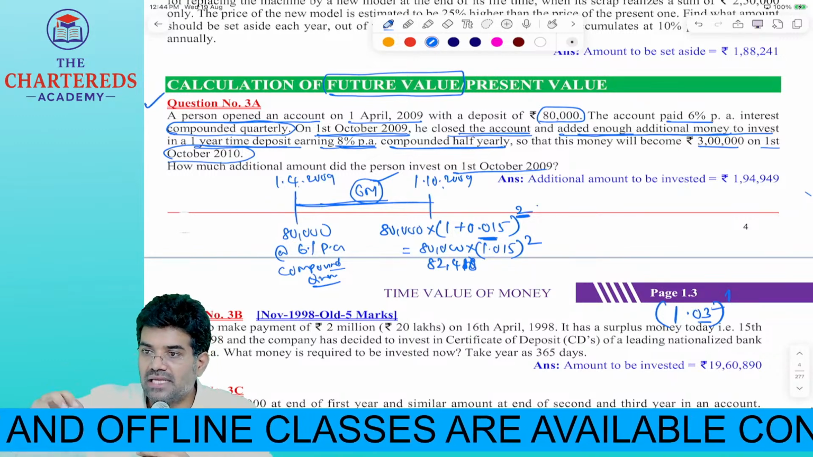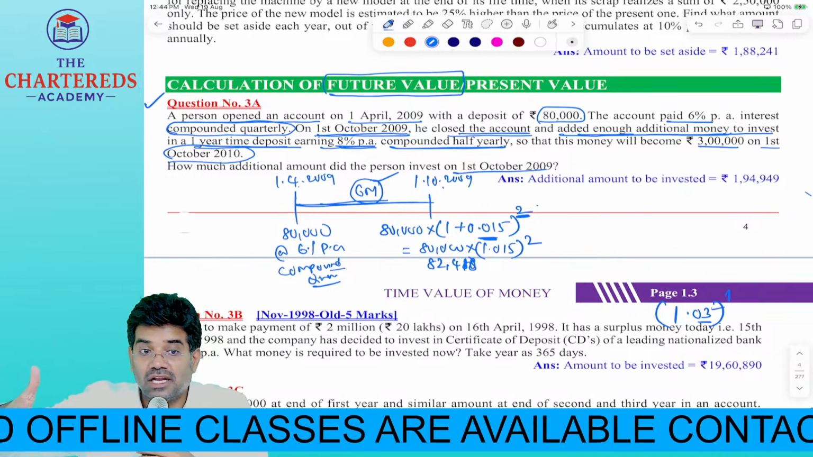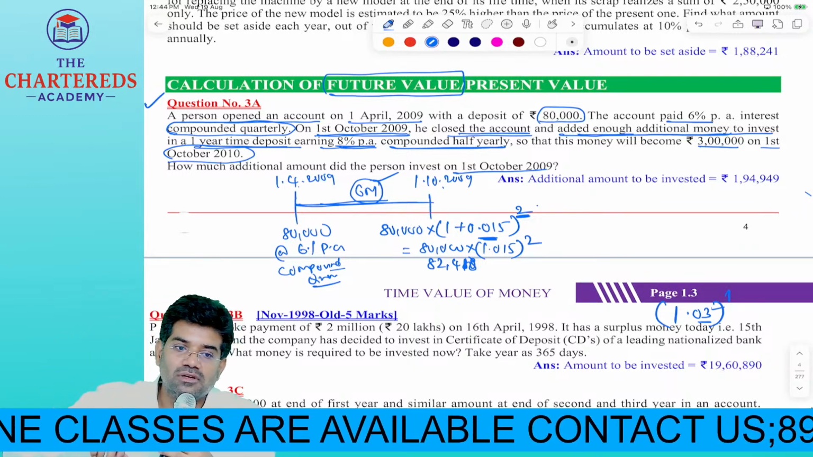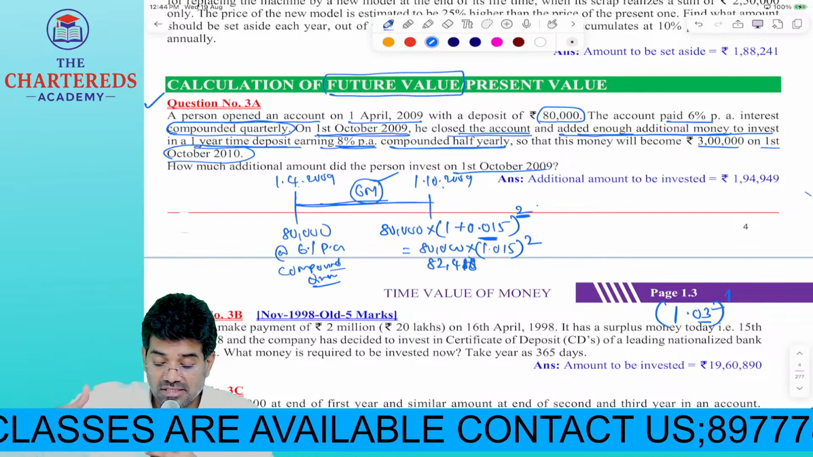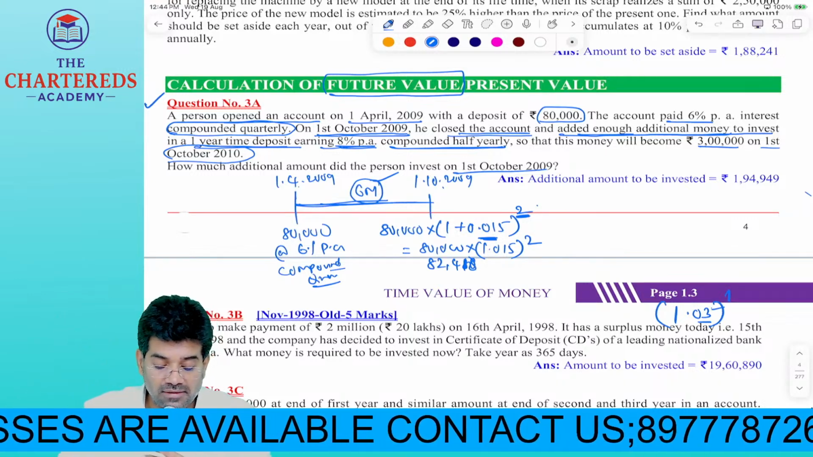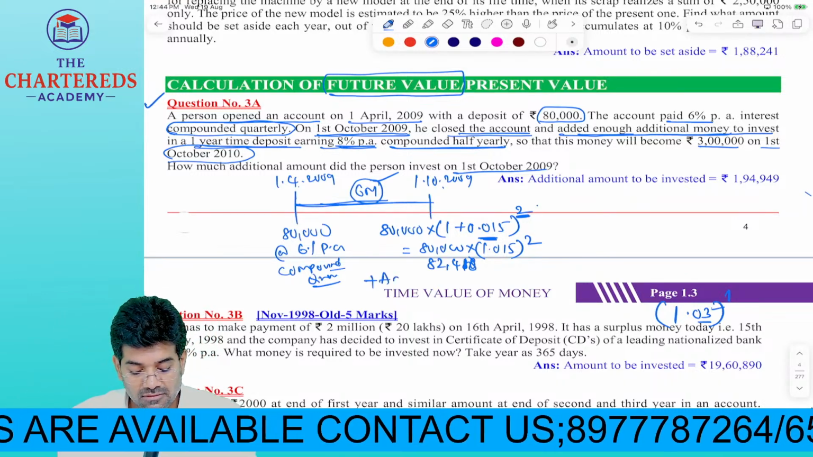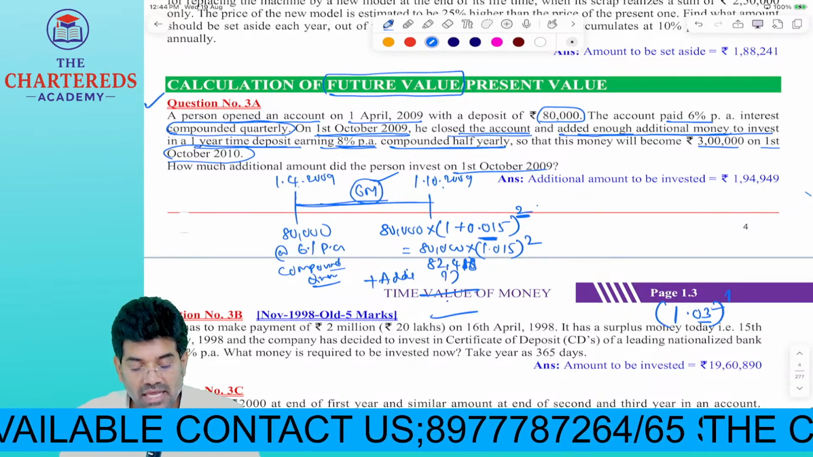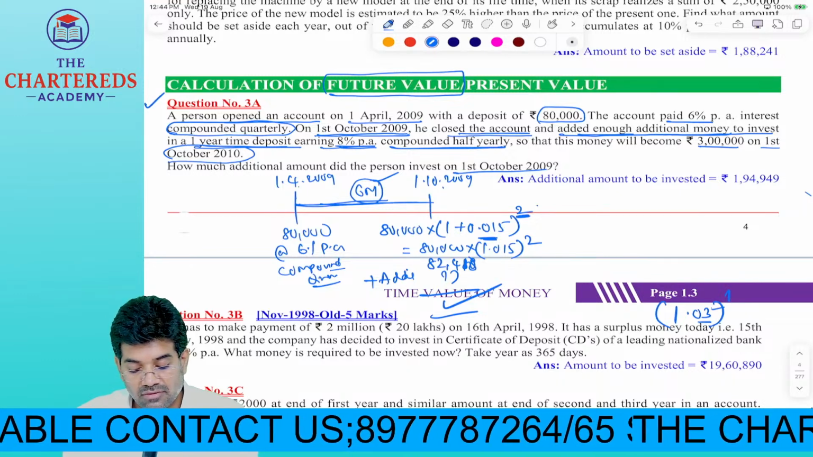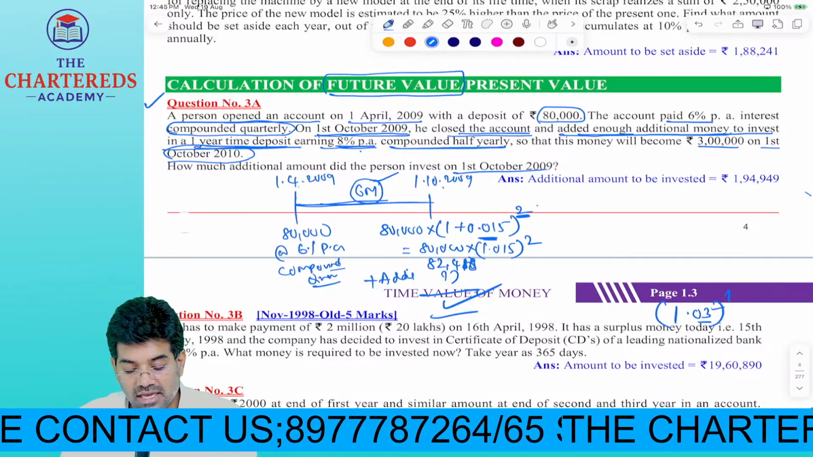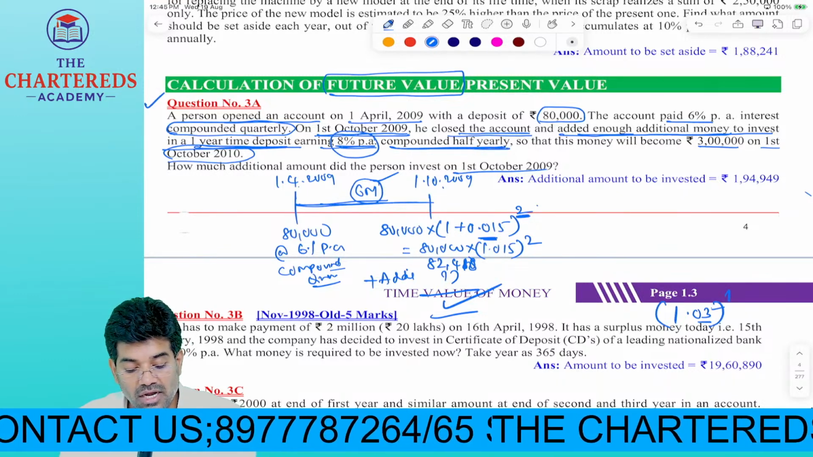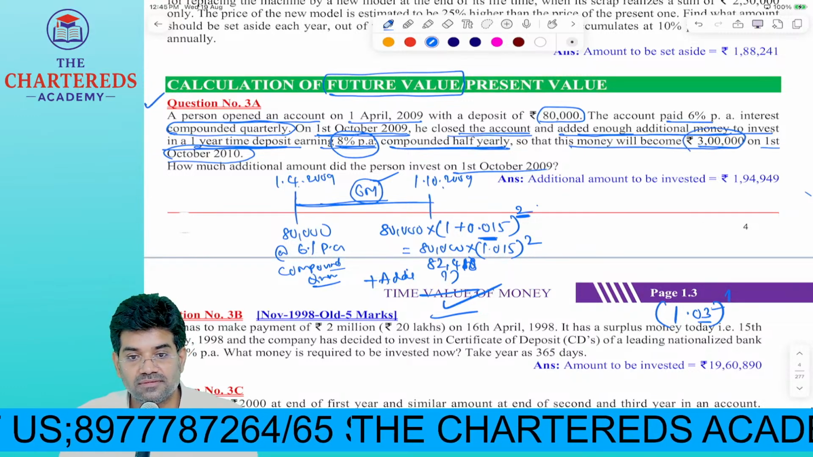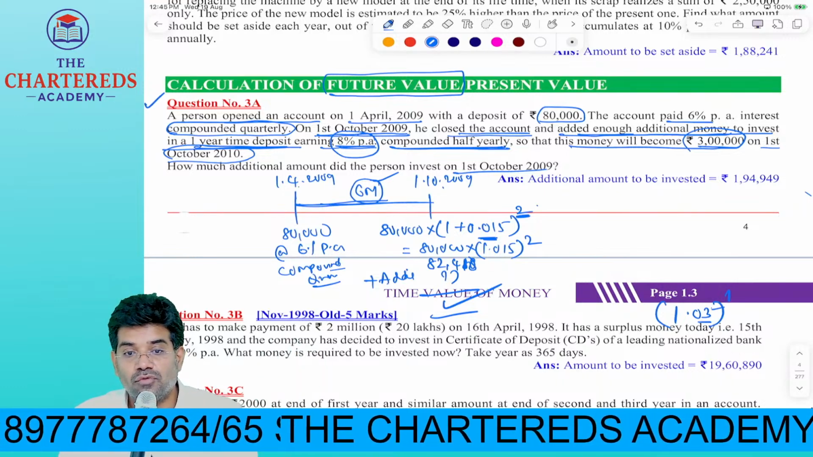82,480 plus he also contributed some additional money which is not given here, and that money he has invested for what amount? What rate of interest? 8% per annum compounded. What is this additional money? I don't know. This total money he invested for 1 year time deposit earning 8% per annum compounded half yearly, so that this money will become how much? 3 lakhs on 1st October.